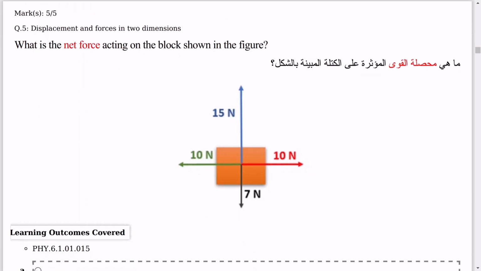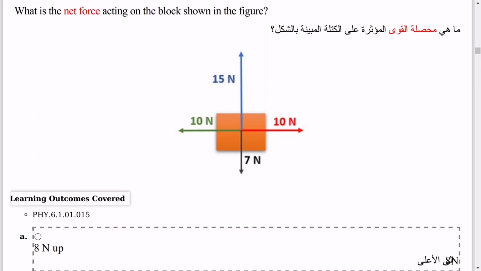Question number 5. What is the net force acting on the block in this figure? So here you can see this 8 Newton force and this 8 Newton force, 10 Newton force and 10 Newton force, they are acting in the opposite direction. Two equal forces acting in the opposite direction cancel each other. They balance each other. What is remaining? This 15 Newton force and the 7 Newton force, they are acting in the opposite directions.